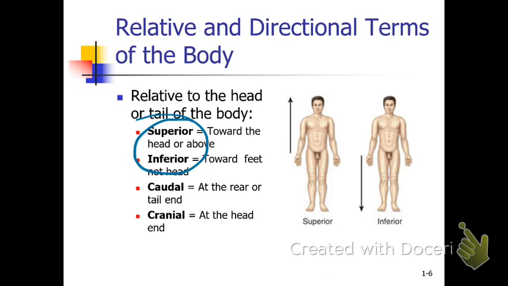Now, caudal and cranial, you will see these terms used, not as commonly. Caudal, at the rear or the tail end, cranial, toward the head end. So we'll discuss the cranium later in the course. That simply deals with the bony structures of the skull, where the brain is included. So cranial is a word you'll hear more often than caudal.